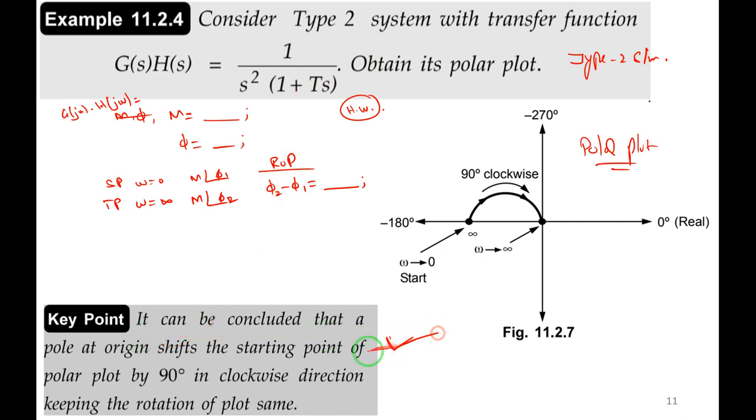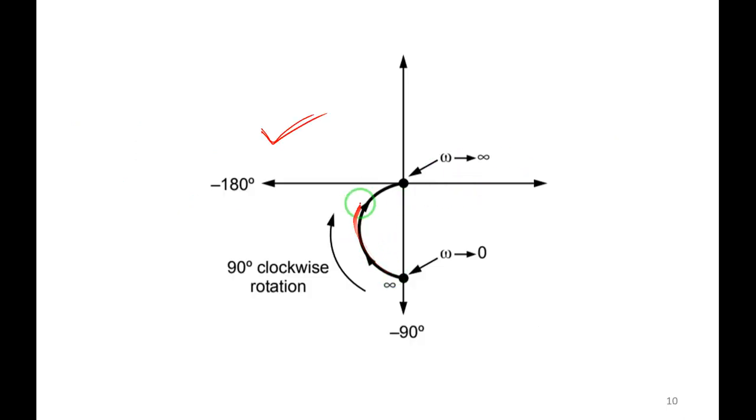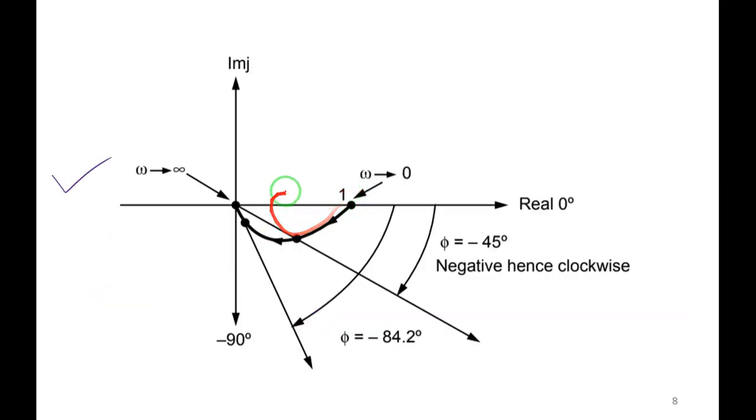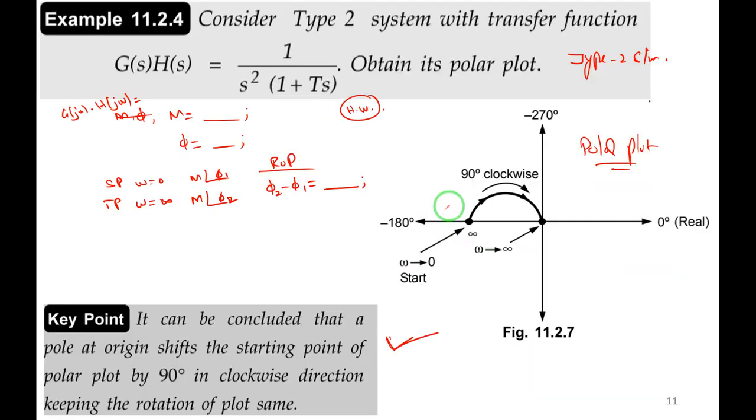Just concentrate on this. So finally, observing all these things, it can be concluded that a pole at origin shifts the starting point of the polar plot by 90 degree in clockwise direction, keeping the rotation of the plot same. Rotation of the plot means starting point to terminating point. Rotation of plot is 90 degree everywhere. For this also it is 90 degree. For this also it is 90 degree. So we will summarize in the next slide.